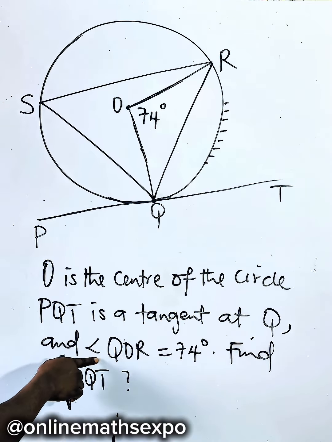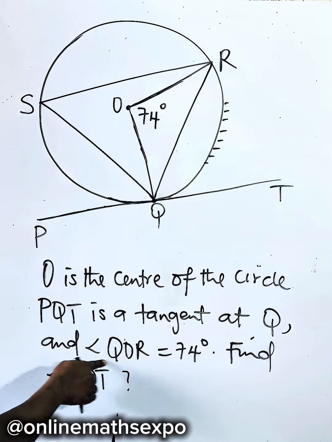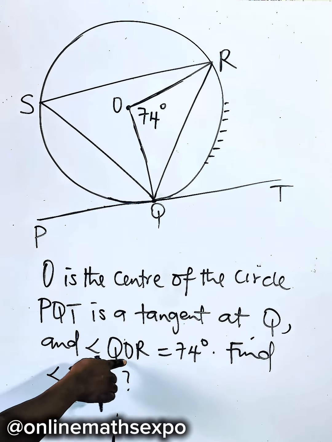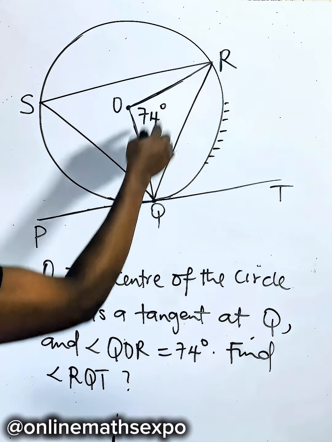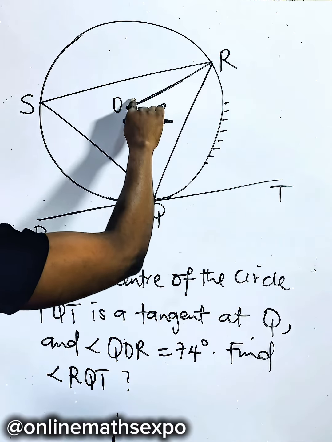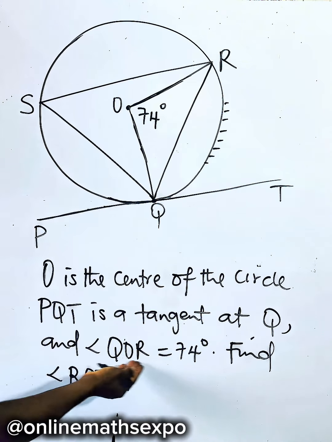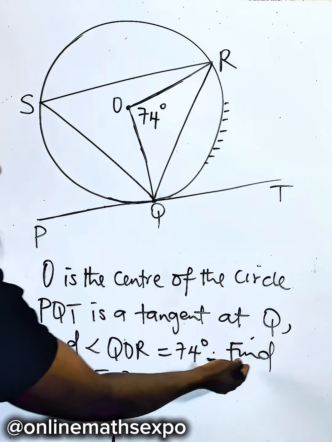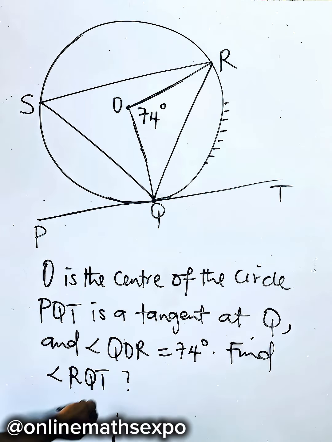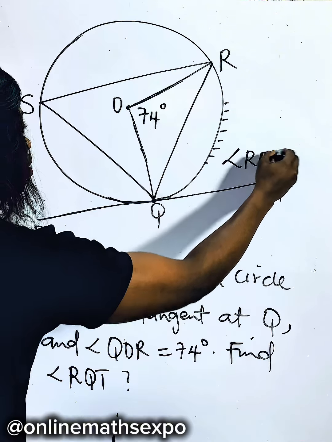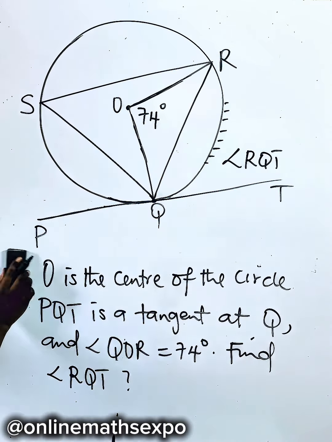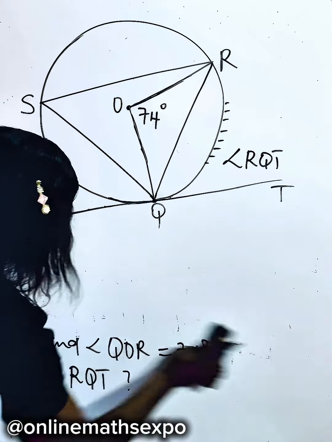And this means angle QOR. When you see this angle, QOR means the angle at the center letter. The center letter here is O. So if you go to the diagram, QOR, you see where your angle is formed. And that's what the question said. Find angle RQT. So what you want to find now is angle RQT. Let me clean this so that we have space to work this out.